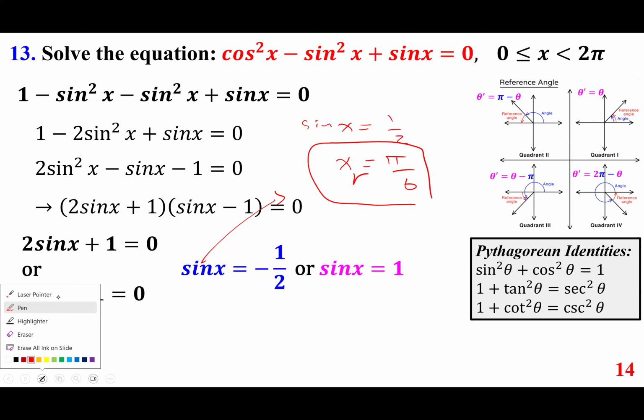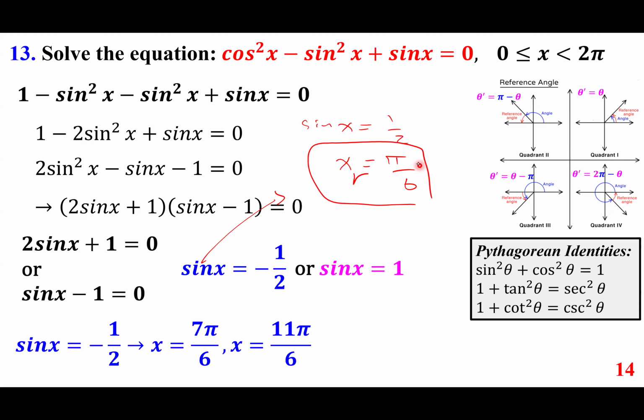Because it's -1/2, negative is in the third and fourth quadrant. In the third quadrant, we add this to pi, we get 7 pi over 6. In the fourth quadrant, we subtract this from 2 pi, we get 11 pi over 6. Now, sine x equals 1, it's pi over 2. And if they didn't give us the interval, and we want all solutions, we have to add 2k pi to all those three.